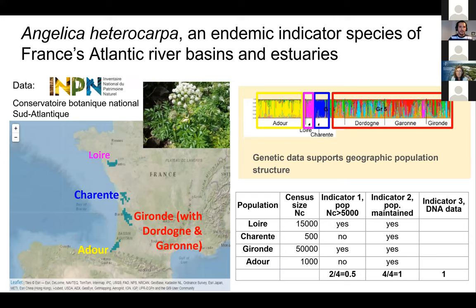This is for the plant species Angelica heterocarpa, which is endemic to France's Atlantic river basins and estuaries. For this species, we delimited four populations using distribution maps. There is a genetic study that confirmed the geographical population structure. Thus, the genetic study was used for calculating indicator three, so indicator three equals one for this species. For the four populations, we got census sizes, and two of four populations had census sizes above 5,000. So indicator one was 0.5. And all the populations have been maintained in time. We didn't identify extinct populations, so indicator two was equal to one for this species.